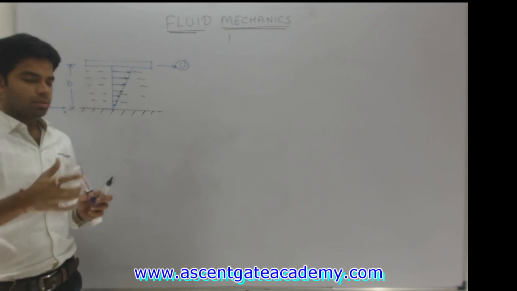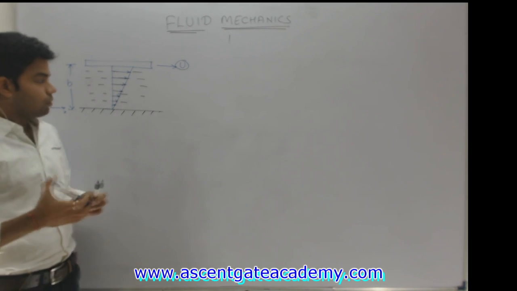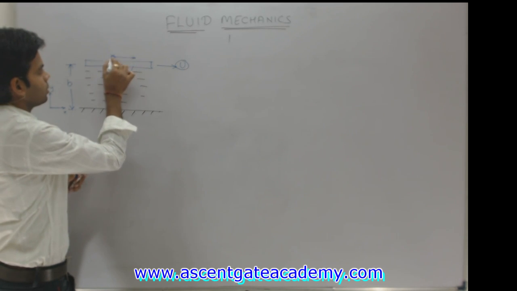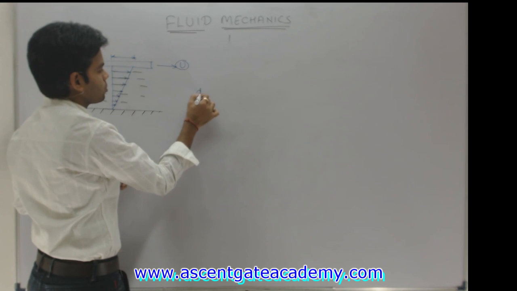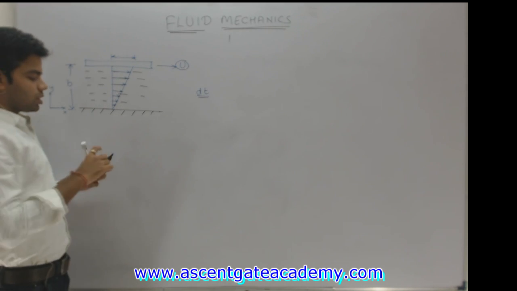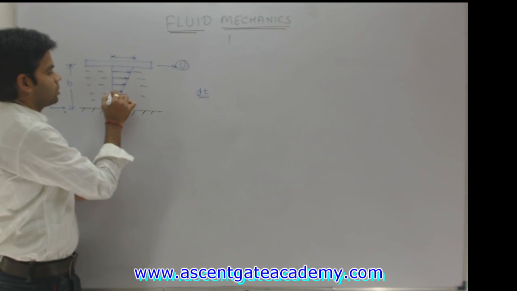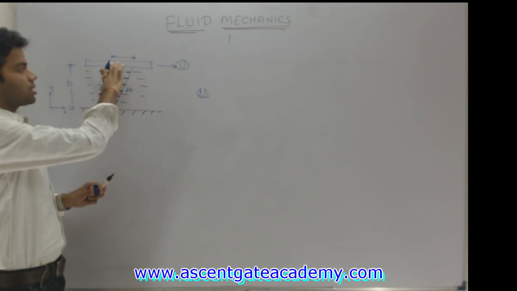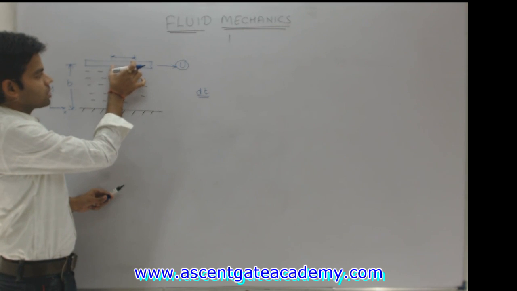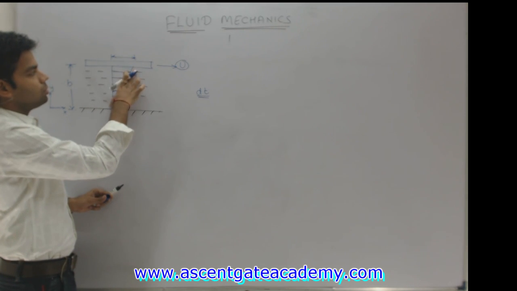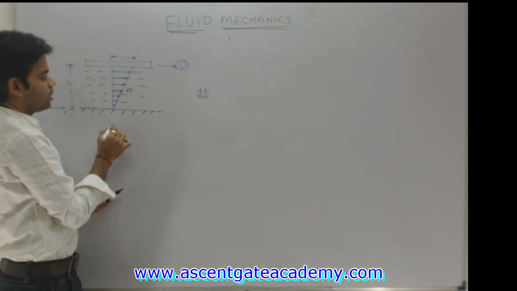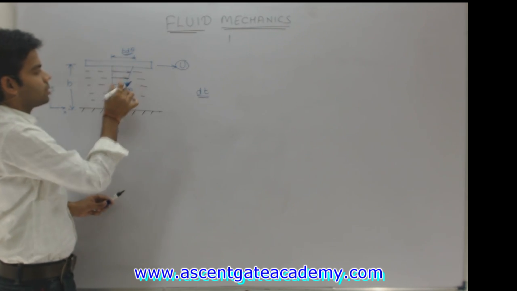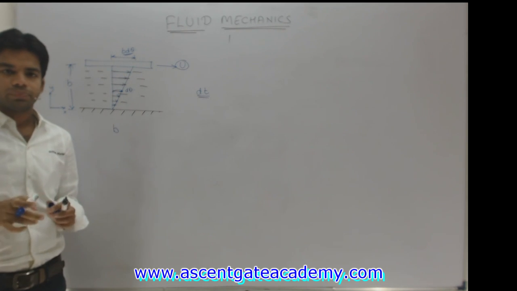I think this figure is clear. Now suppose after a particular time dt, what will be the position? Suppose this angle is d theta and this distance is b. What will be this distance? Arc is equal to angle into radius, so this is nothing but b into d theta.